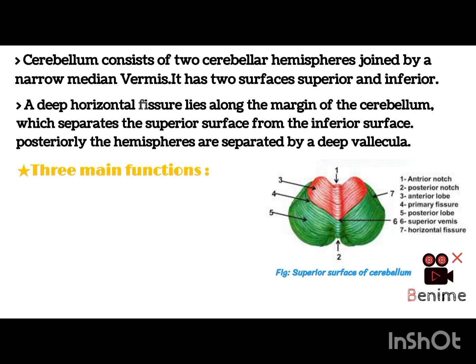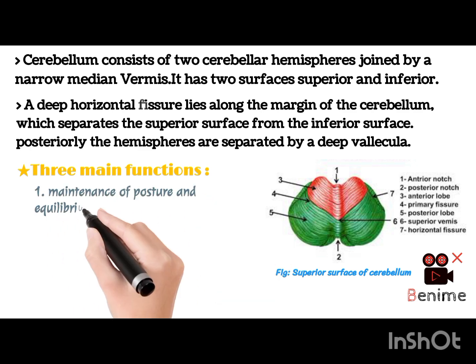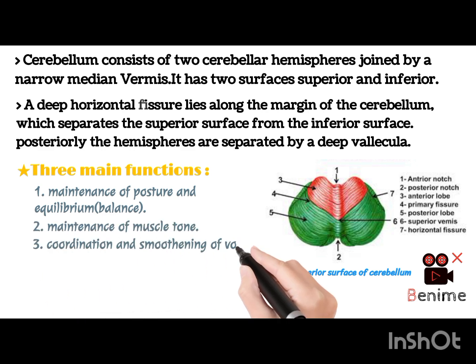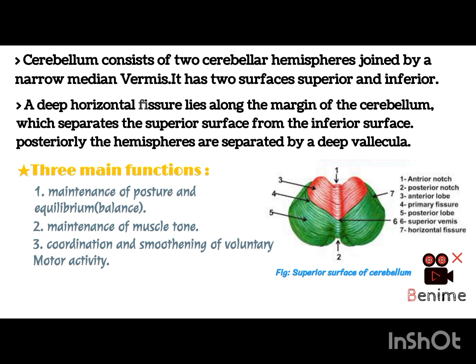Cerebellum has three main functions. Number one, maintenance of posture and equilibrium or balance. Number two, maintenance of muscle tone. And number three, coordination and smoothing of voluntary motor activity.